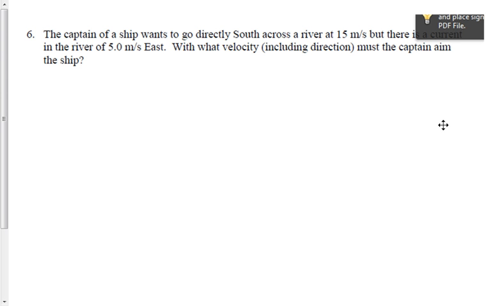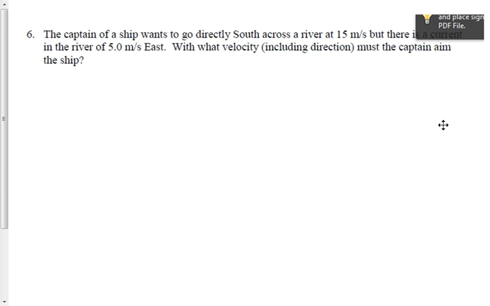Taking a look at number 6 here. Okay, number 6 tells us that the captain of the ship wants to go directly south across the river at 15 meters per second. Is that where the captain of the ship is going? Yes. Is that going to be a solid line vector, or is that going to be a dotted line vector?